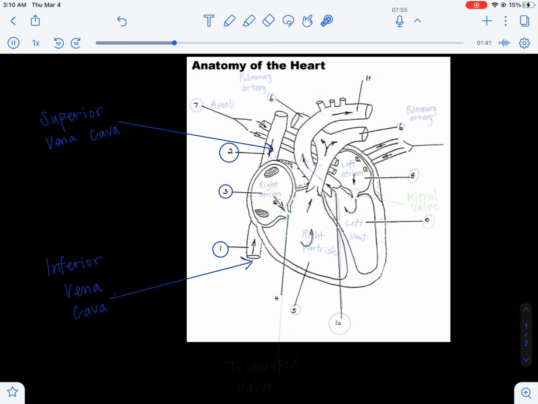Next is going to be the right atrium. Okay, so number 3, right atrium. And then let me change the color to green so that way you have an idea what name I'm going to label next. Right here. Right there. So for that one, it's going to be the tricuspid valve.